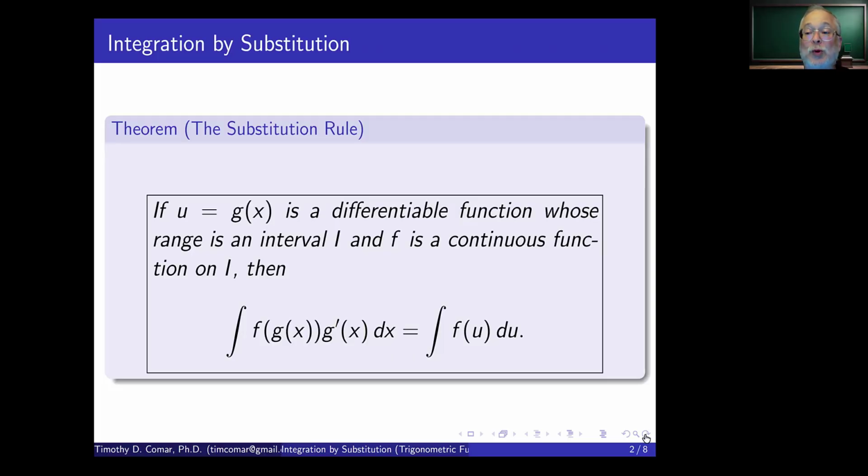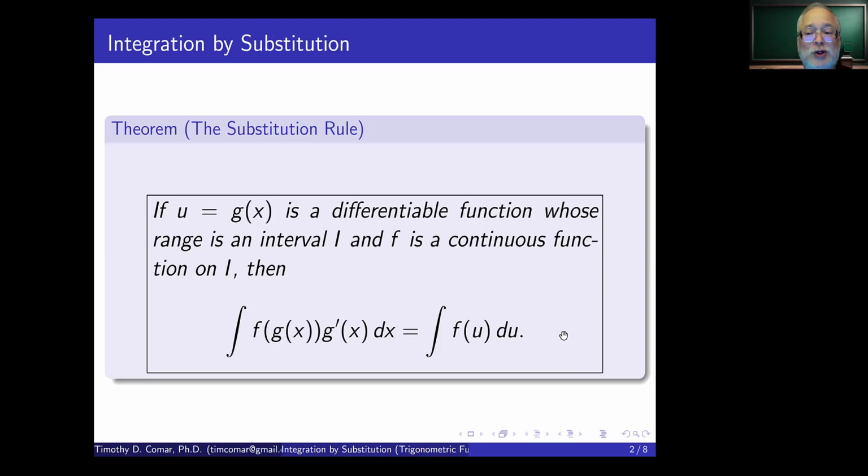So what we're going to be using to compute this example over here: if u is a differentiable function g of x whose range is an interval I, and this other function f is a continuous function on that interval I, then these two integrals are equal. And in particular, we have the integral of f composed with g of x times g prime of x is equal to the integral of f of u.